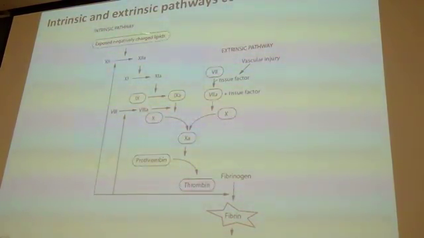So for the intrinsic pathway, we should remember that it's activated by the exposure of negatively charged lipids. So this is going to be the key event, which triggers the intrinsic pathway. If you just put blood in a test tube, this is the pathway that would be activated by the negatively charged plastics in the tube. And that's why you get coagulation of the blood in the tube.